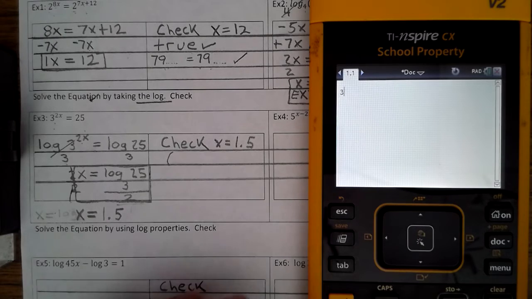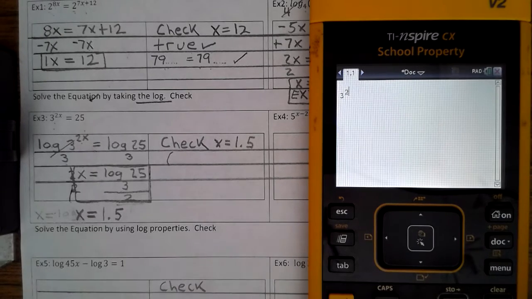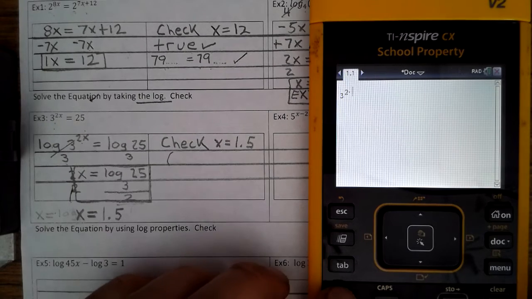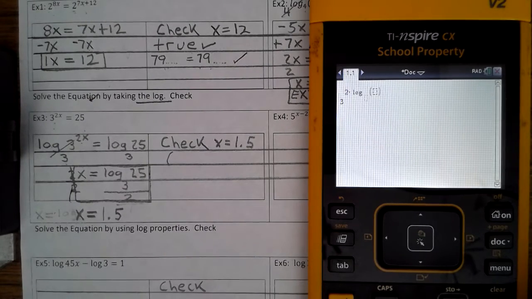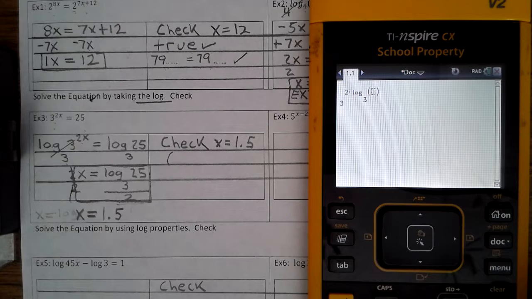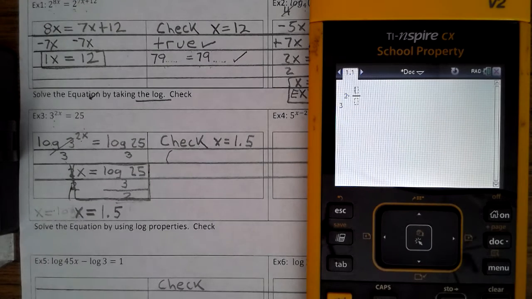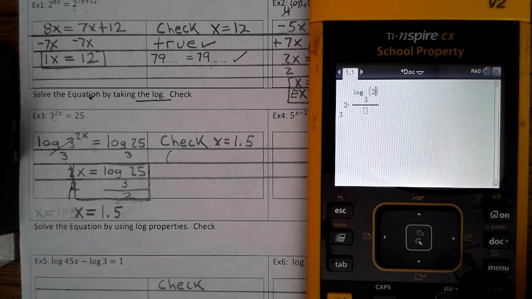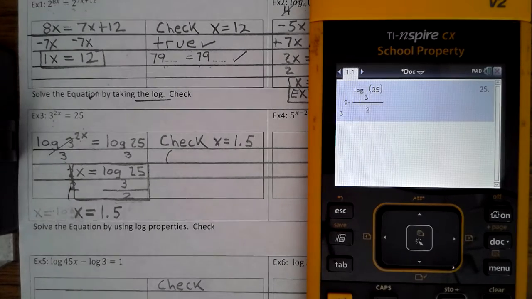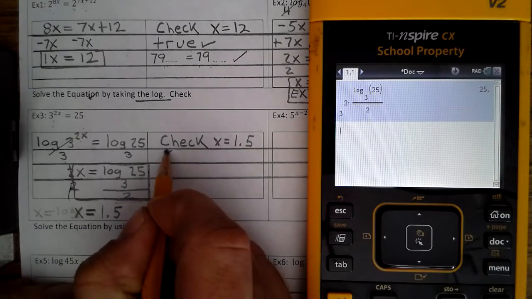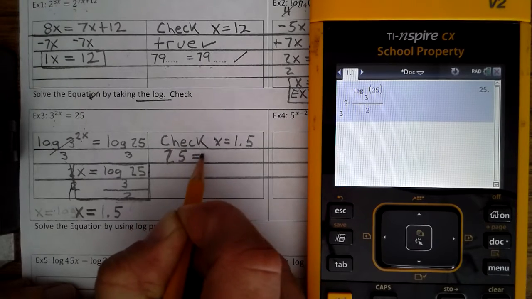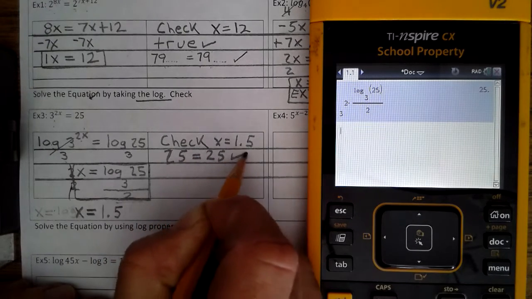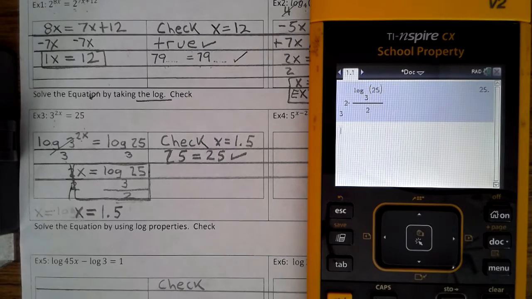So we're going to do 3 up key 2 and then times control log base 3 of 25. Oh, actually, hold on. Control divide. Almost forgot about divided by 2. Now control log base 3 of 25 divided by 2. So we get 25 equals 25, and it checks. So again, you can decide which method you like to use for checking.